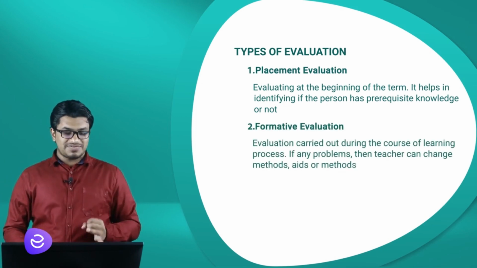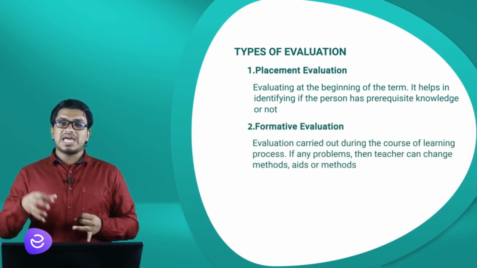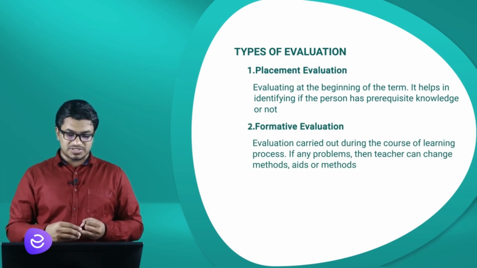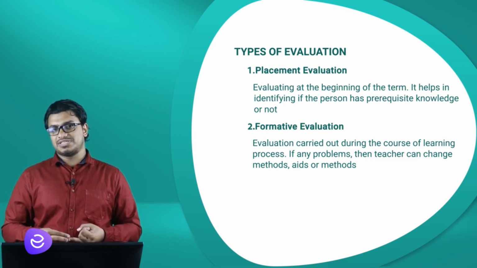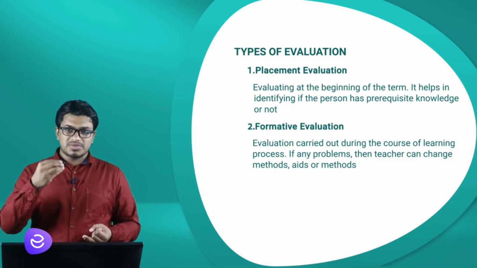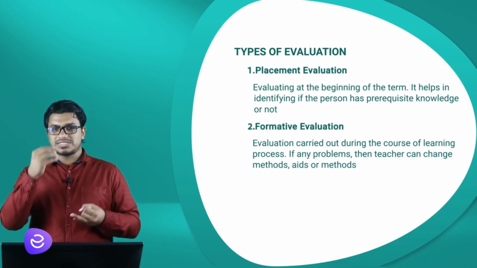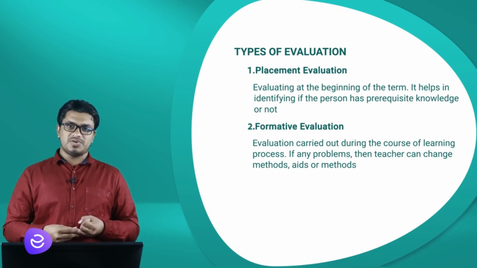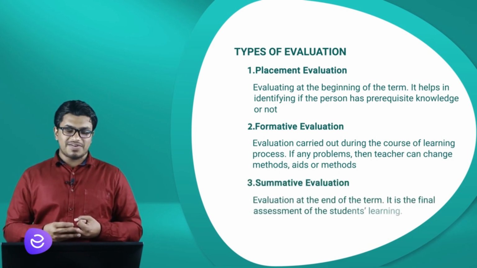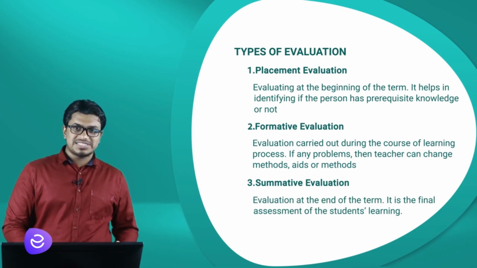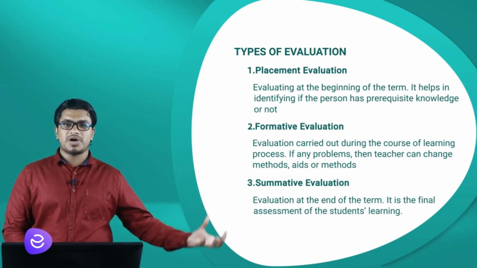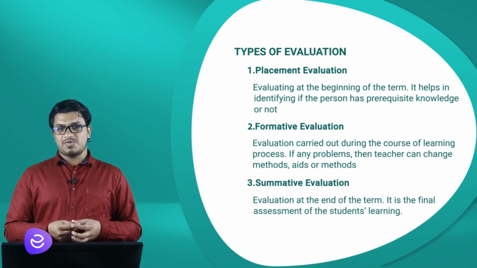Next one is a formative evaluation. It is the evaluation carried out during the learning process. So if there is any problem, the teacher can change the teaching methods. Some class quizzes, etc. are some examples of formative evaluation. The last one is the summative evaluation, which is the evaluation at the end of the term. So the end semester exams, the final examinations are part of summative evaluation.